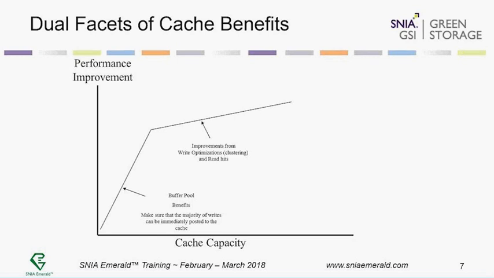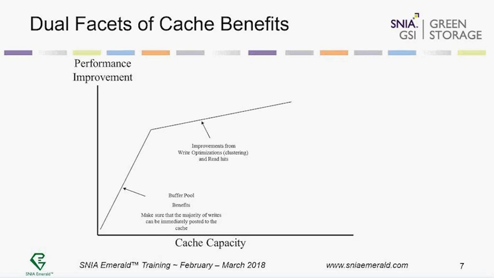But here are two of the biggest benefits. We have an improvement at the top part of the diagram there. These are write optimizations. This is the write coalescing that we talked about, and this is also representing the read hits that we're able to obtain through locality of reference.